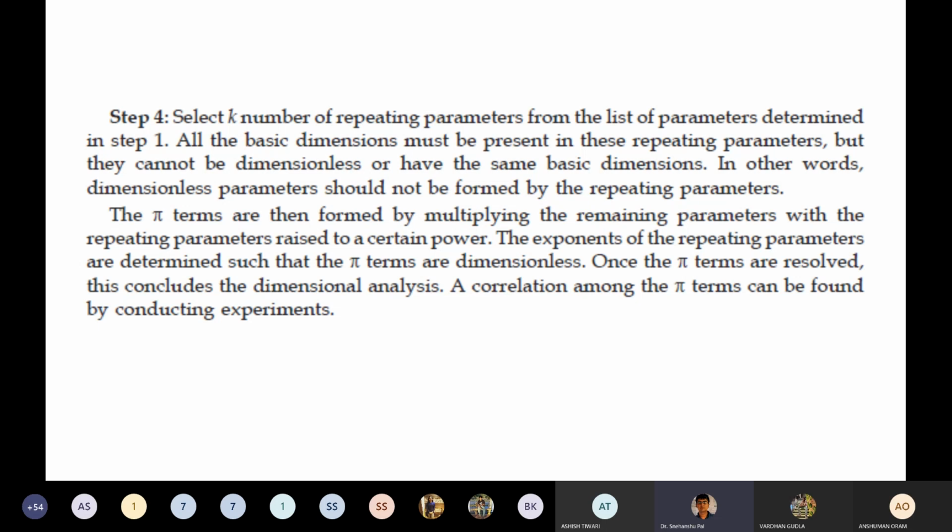The pi terms are then found by multiplying the remaining parameters with the repeating parameters raised to certain powers. The exponents of the repeating parameters are determined such that the pi terms are dimensionless. Once the pi terms are resolved, this concludes the dimensional analysis. Now you have to correlate among the pi terms so that you can formulate the experimental process: which variable will be fixed and which will vary, so that you can get the characteristic of the process.